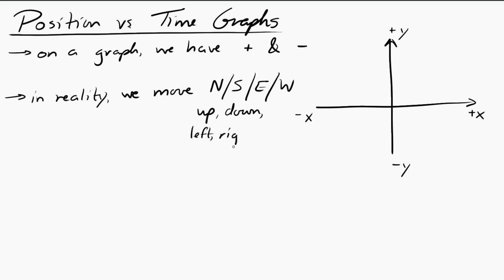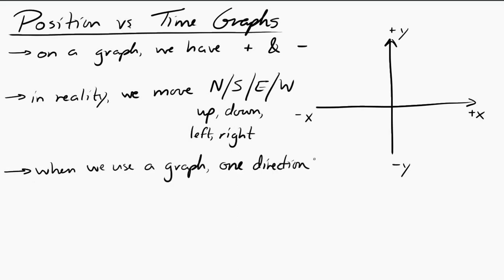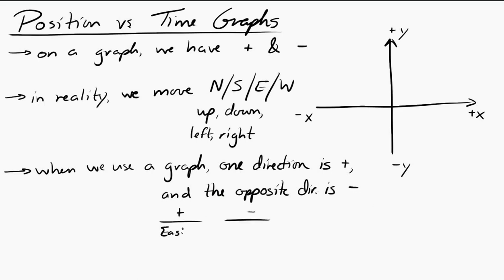We think about north, south, east, west, up, down, left, right, those kinds of directions. So when we transfer that onto a graph, just keep in mind that one direction is going to be considered positive and the opposite direction is considered negative. In a situation, the positive direction might be considered east and the negative direction might be the opposite, west. Or positive might be north and negative might be south, or positive might be to the right, negative might be to the left, positive might be up, negative might be down.